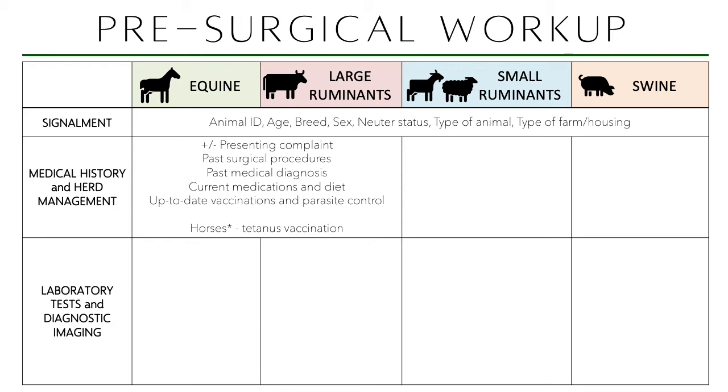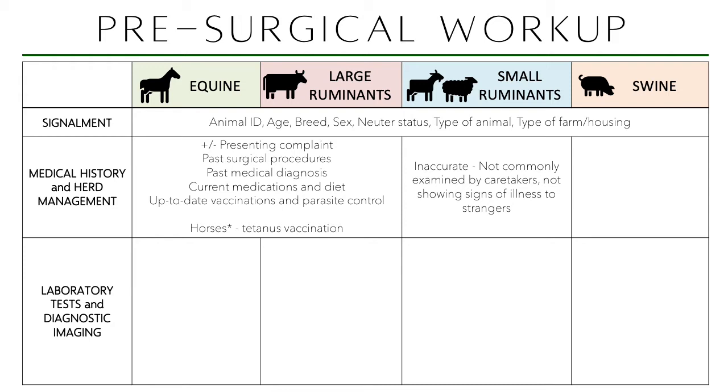What else? For small ruminants, getting an accurate medical history would be quite challenging because of the way that they are handled. They're usually just tethered in one lot, left to pasture, and then they're herded probably at night.